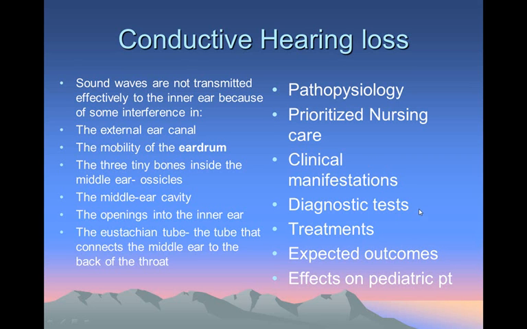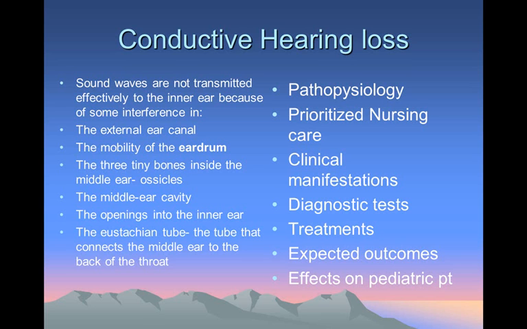Diagnostic test would be traditional audiometry, where you do a hearing test. Treatments would be, if the problem is chronic otitis media, you need to be treated with antibiotics or antihistamines or a tube placement, which is a T-tube. Another treatment for conductive hearing loss is hearing aids. Or you can get a tympanoplasty. You can get rebuilt the tympanic membrane if that's your problem.